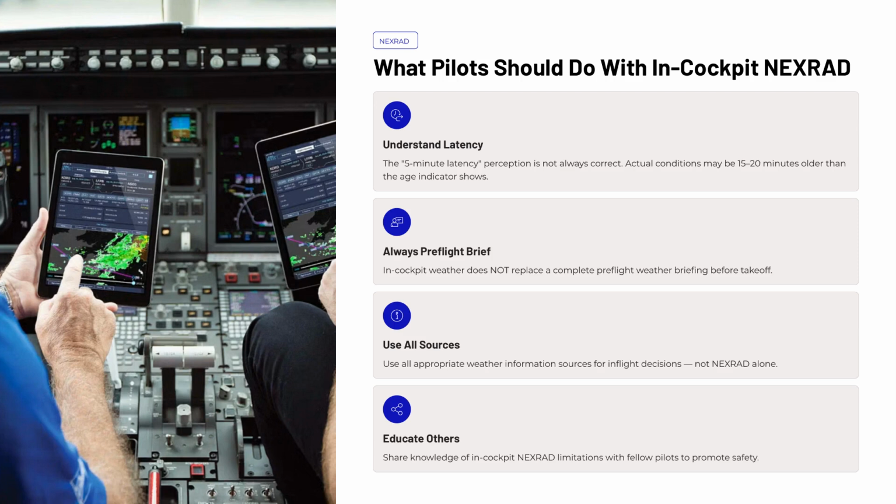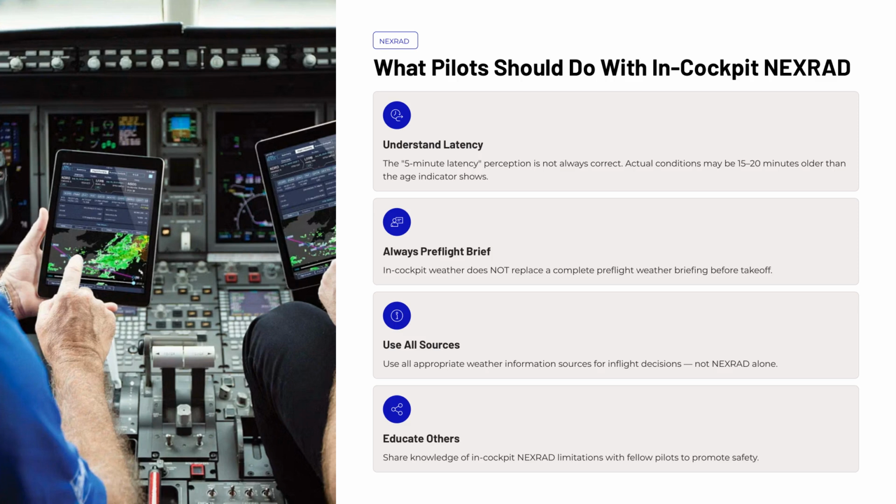Second, always complete a thorough pre-flight weather briefing before you leave the ground. In-cockpit NEXRAD is a powerful tool, but it is not a substitute for a full briefing from a qualified source. Third, never rely on NEXRAD alone in flight. Use all available weather information sources together to build the most accurate picture of conditions along your route.